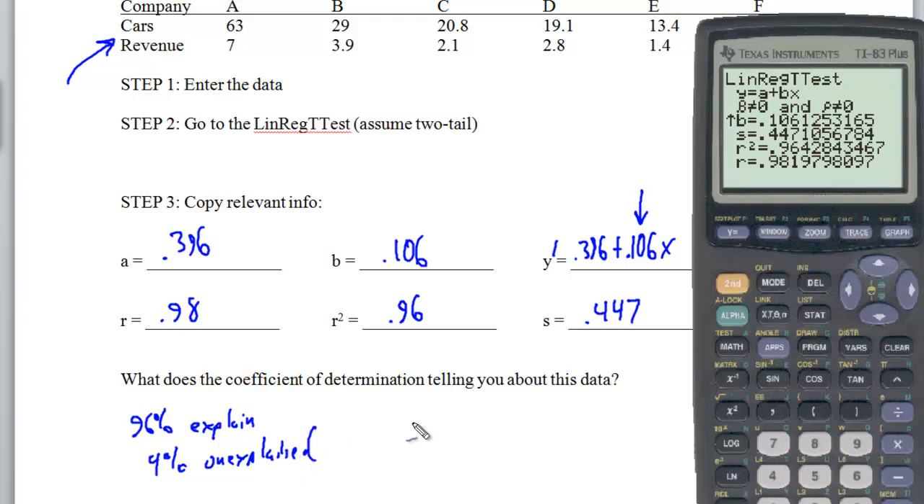Now, it says right down here, what is the standard error? And instead of moving this all and losing this all, I'm just going to answer this question right over here. What does the standard error of the estimate tell you about the data? The deviation. I'm going to make that look like a V. Hold on. The deviation was 0.447 or $447 million away from the line.